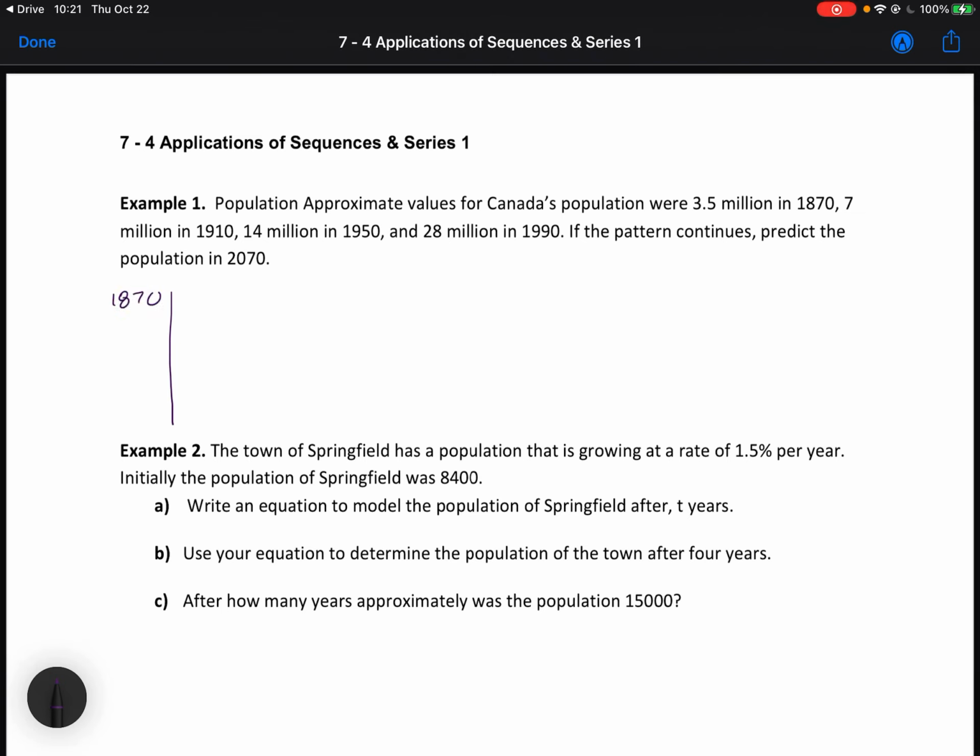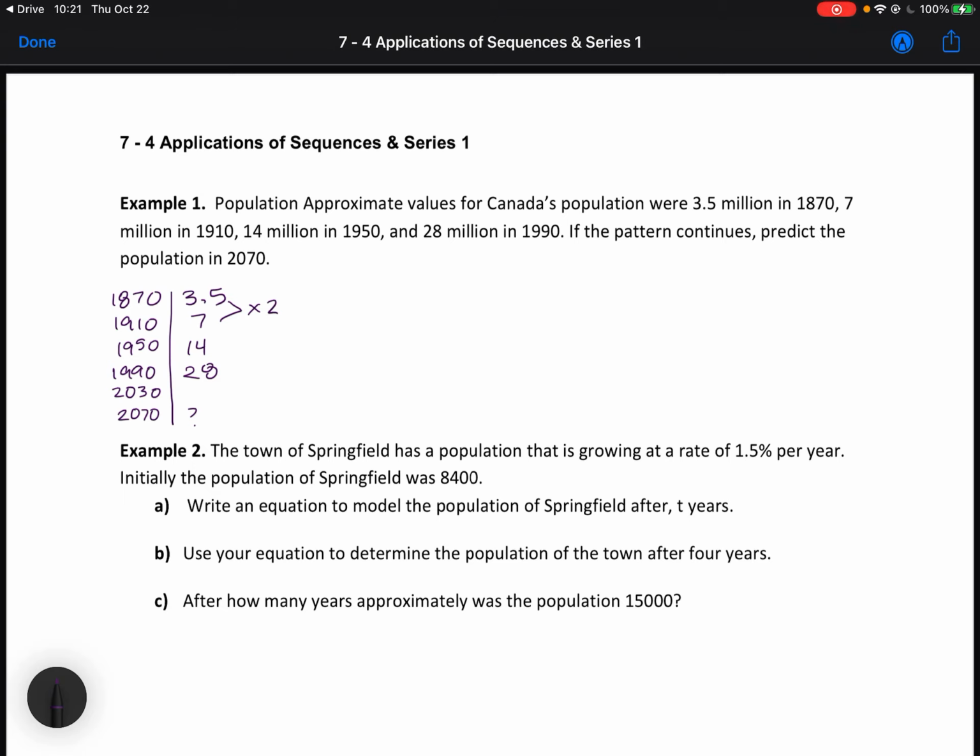So in 1870, the population was 3.5 million. In 1910, my population was 7 million. In 1950, I was at 14, and then 1990, I was at 28 million. So what I want to know is if this pattern continues, so I would have 2030 and then 2070. What is my population value here?